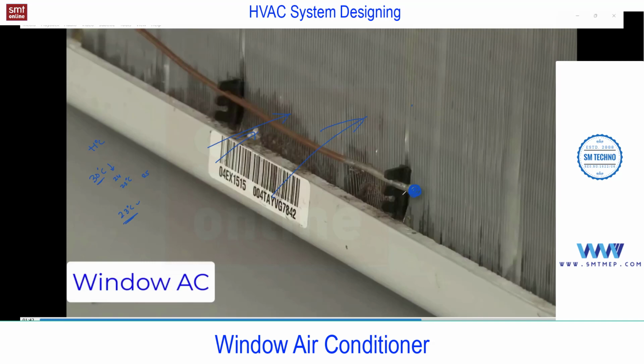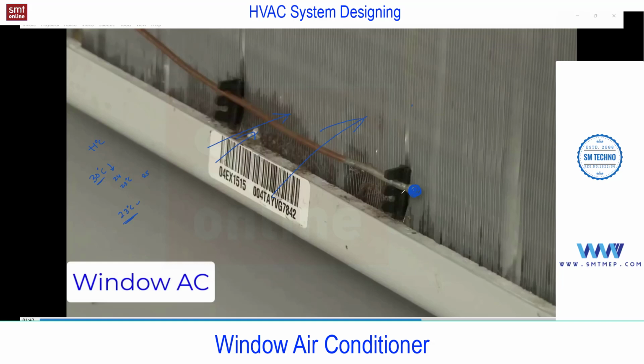Window, comma, split, comma, ductable split. At this level, I'm not adding chiller because in chiller we have air side control and water side control. But again, air side control, the same concept. So window, split, ductable split, and if you want, you can write chiller air side controls by means of return temperature. And this can be asked in interview.